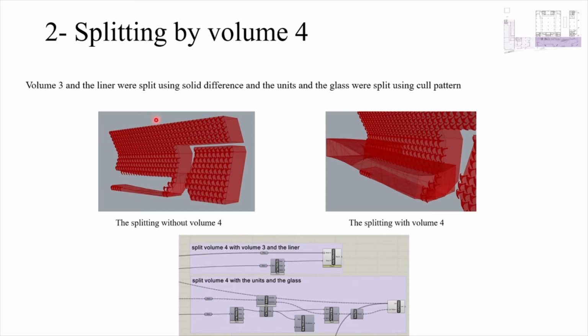Then, splitting by volume 4, volume 3 and the liner were split using Solid Difference, and then the units and the glass were split using curl pattern. Here we have the splitting without volume 4, as you can see here, and then the splitting with volume 4.